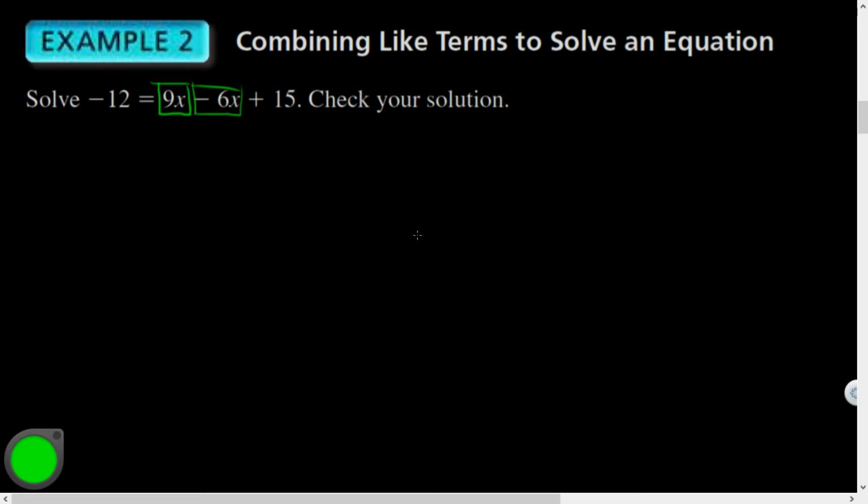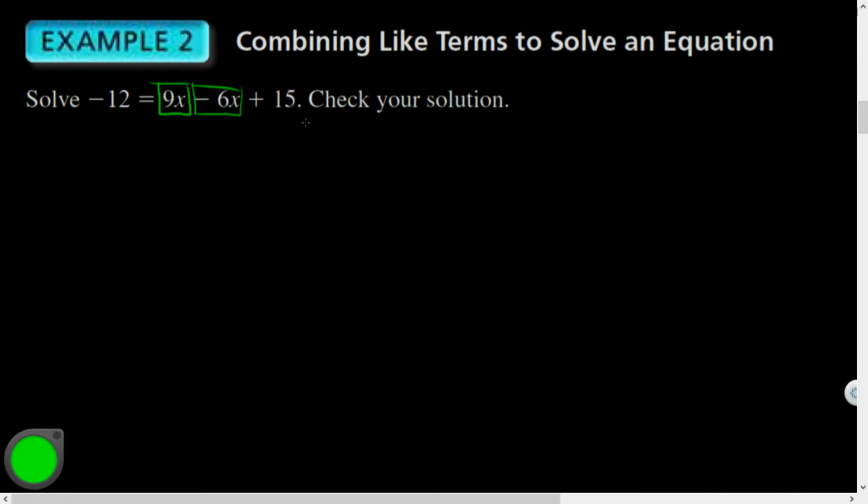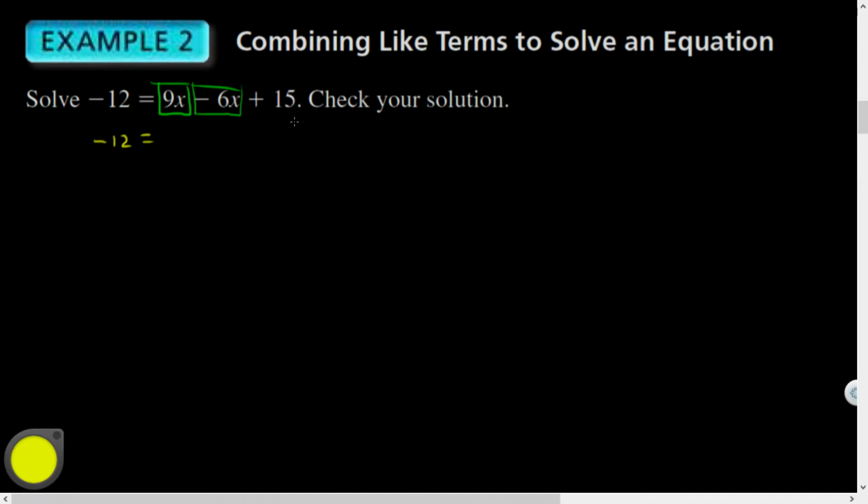Now, if you said subtract from both sides, that's pretty good. You can do that and you'd still be helping yourself out. That's going to be the next thing I'll do. And I wouldn't mark you wrong on a test for saying that. Subtract from both sides is a legal move. That would have worked, subtracting 15 from both sides.